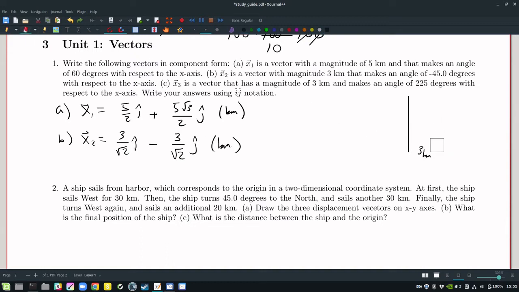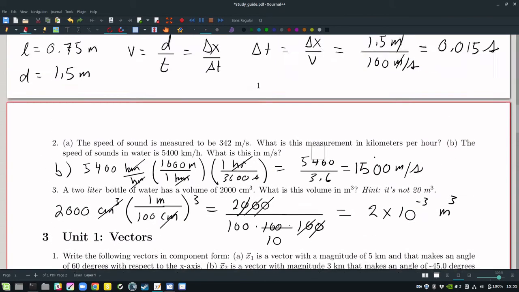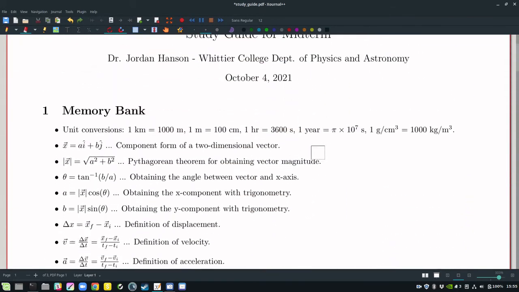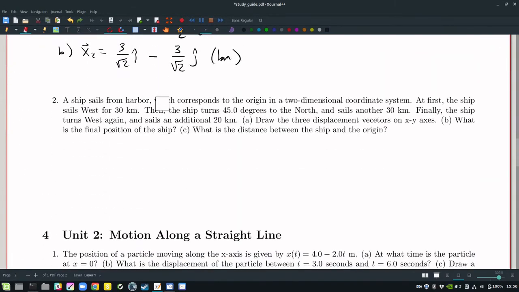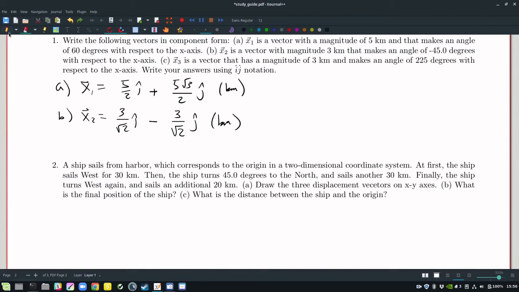If you're not following that rationale, then let's go back up to the vector section of the memory bank. The formulas we're using are right here, these two. That's the magnitude times the cosine of the angle. That gives you the x component. Here's the x component of this vector x. The sine of the angle times the magnitude gives you the y component. Here's the y component of the vector x. And so you can combine those formulas together to obtain the vectors in their component form. We've done parts A and B.